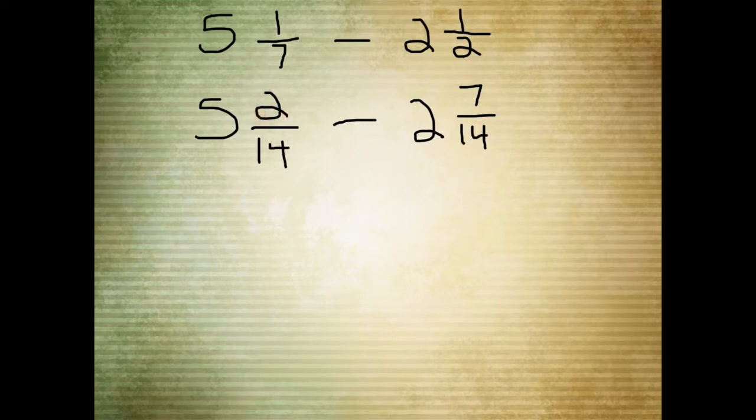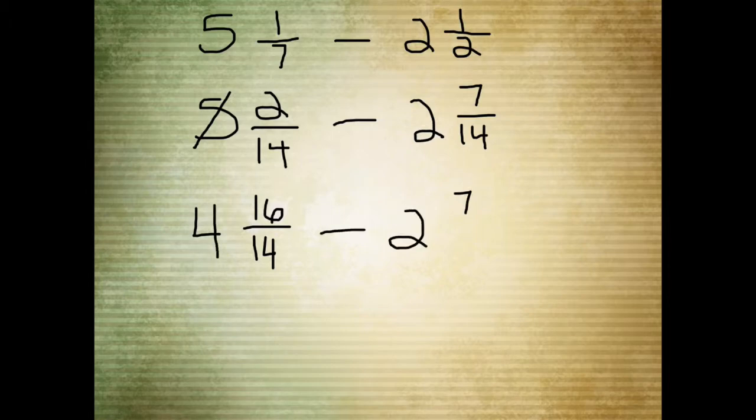Now, if you notice this, you can see that we need to subtract this, but we can't because this 2 is smaller than the 7. So we're actually going to have to regroup. What we do, we cross off a whole number, and a whole amount out of this mixed number is actually 14 over 14. So we'll add 14 to 2, and that turns to 16, and that's over 14. This whole number of the mixed number changes to 4, and we'll subtract 2 7/14.